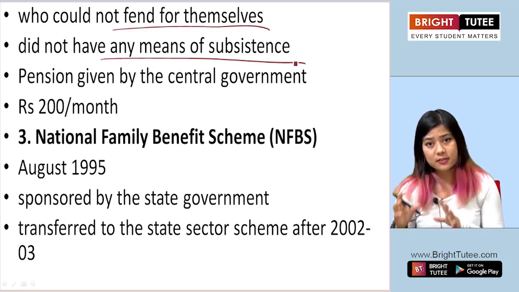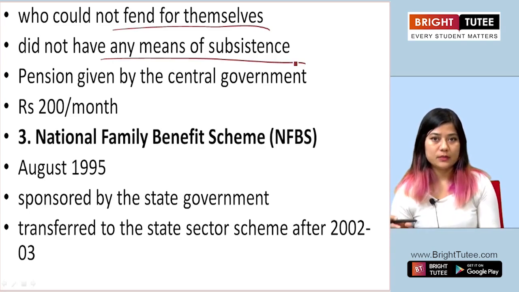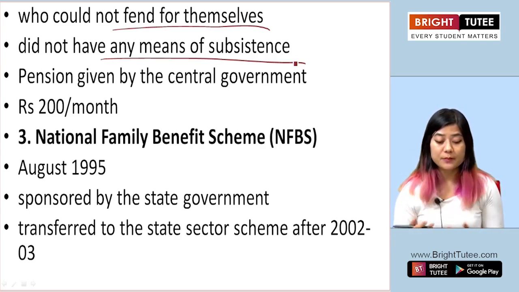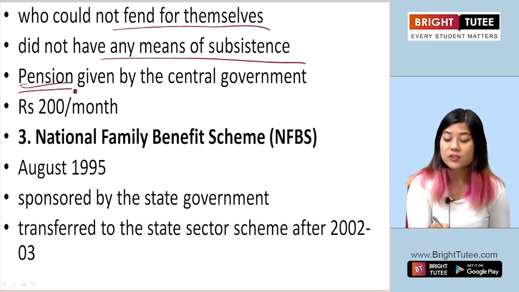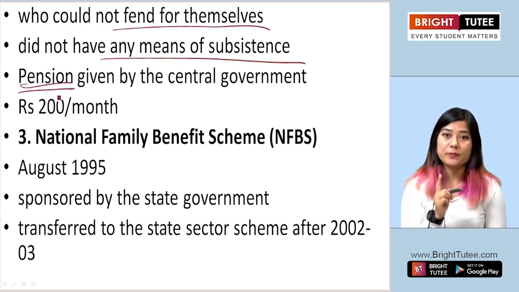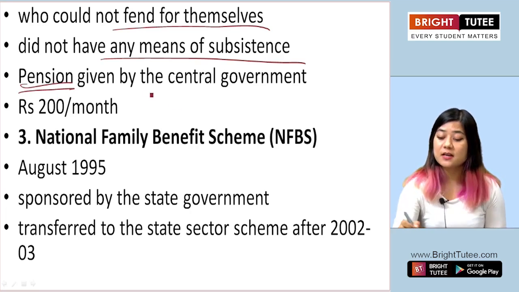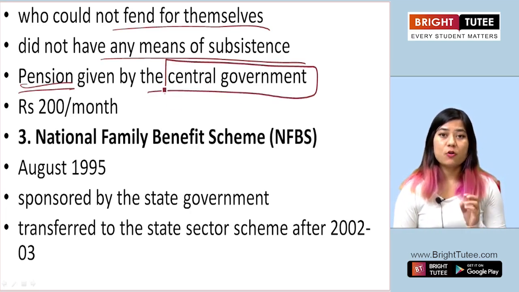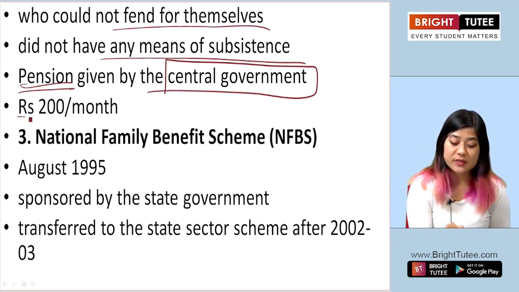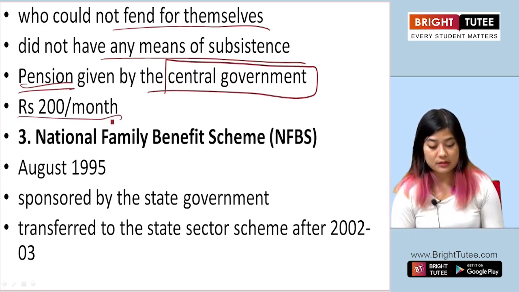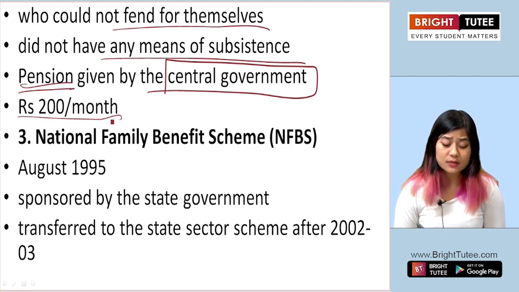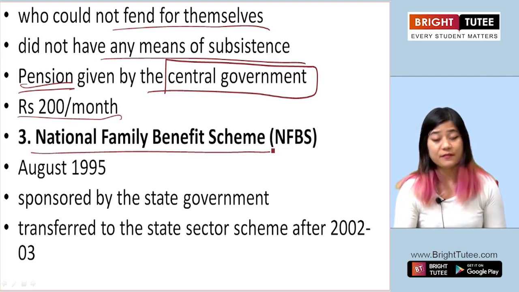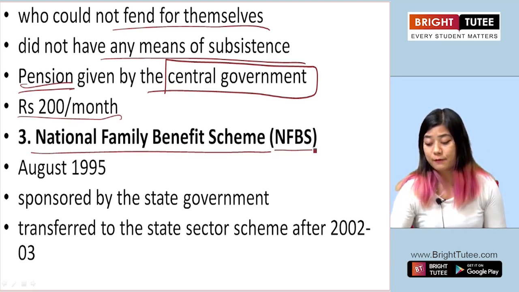So for this group of vulnerable people who are above 60, the government provides pension. And which government? Not the state government, not the provincial government, it's the central government. Okay, and that pension or financial support is rupees 200 per month. All right. The third scheme, the third program, is the National Family Benefit Scheme, NFBS.